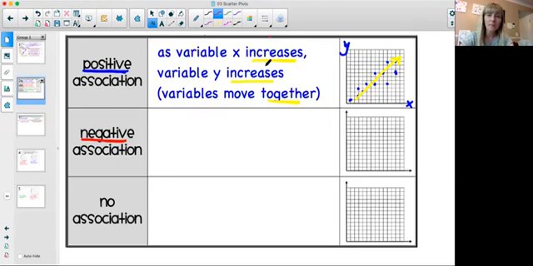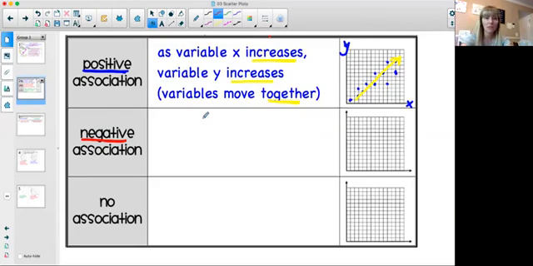If they're moving up together, they would also be moving down together. Because if I come back this way, as this goes down, so does this. So please keep in mind that positive association is moving together, up and up, or down and down. So guess what my thumbs would have to be doing in order for this to be a negative association? They would have to be going in opposite directions. So if positive association is moving together, negative association is moving in opposite directions.